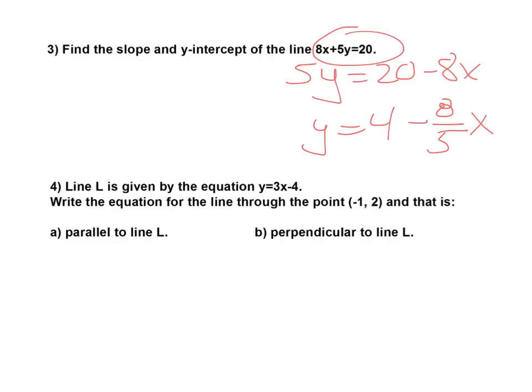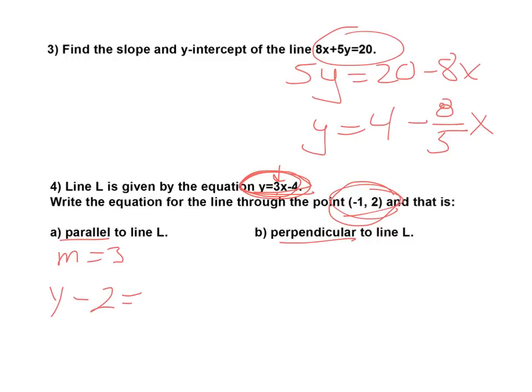All right, so we've got this line with this equation right here, 3x minus 4. Write the equation for the line through this point that is parallel to that line, and then perpendicular. Well, okay, parallel has to have the same slope as this original line. Since this slope is 3, this has to be a slope of 3. We know it goes through this point right here, so point slope form: y minus y1 equals m times x minus x1. Again, minus negative 1 makes a plus 1.